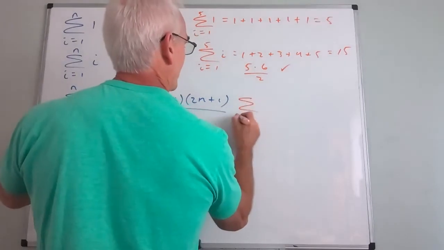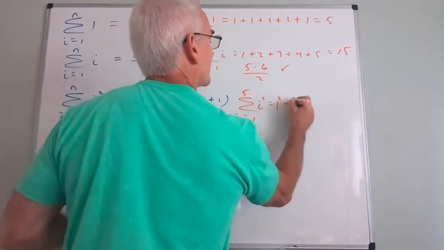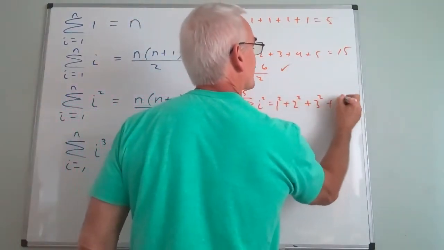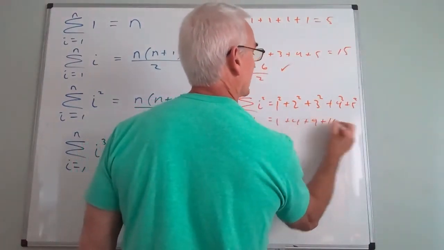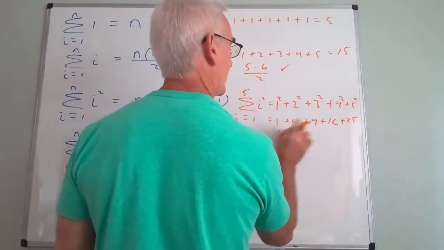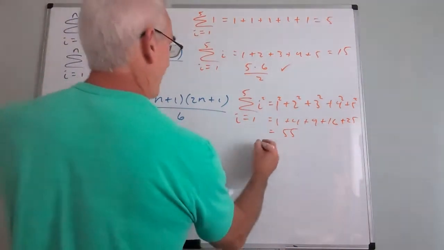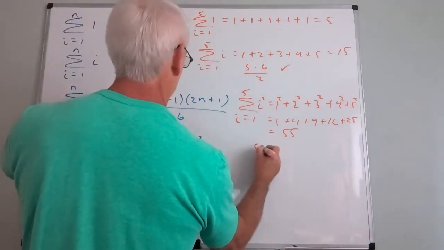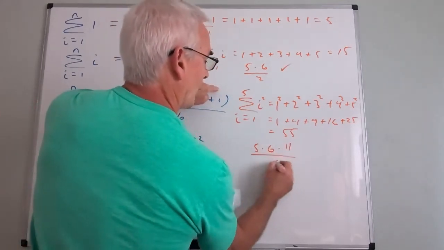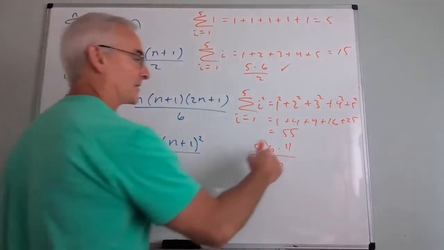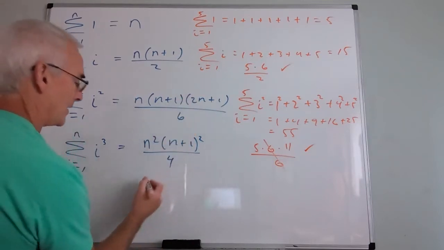Well, the next one, if I said, let's add up the first 5 positive squares, I get 1 squared plus 2 squared plus 3 squared plus 4 squared plus 5 squared. That's 1 plus 4 plus 9 plus 16 plus 25. That's 55. Let's put the numbers in. If n is 5, this says that should be 5 times 6 times 11 all over 6, and that is 55. Life is good. Now let's add up the first 5 perfect cubes.